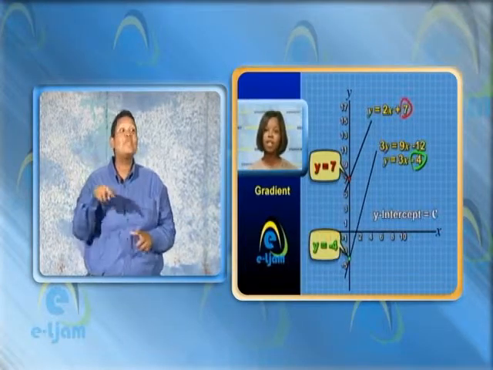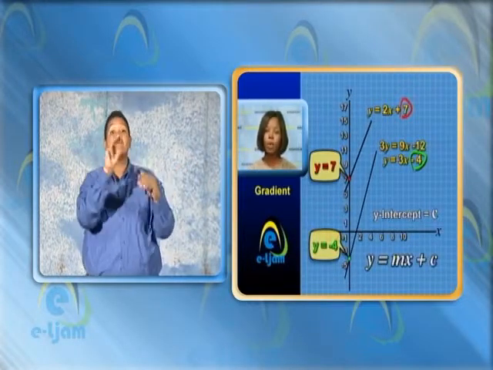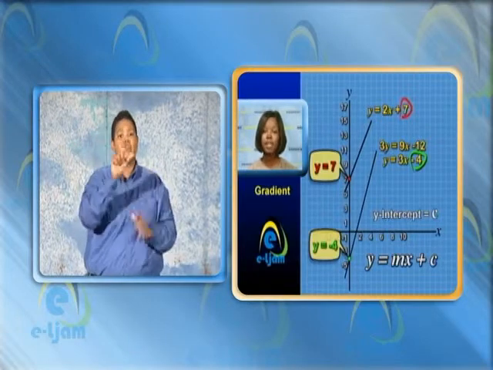This is what gives us the general equation for a straight line, y equals mx plus c, where m is the gradient of the line and c is the y-intercept.